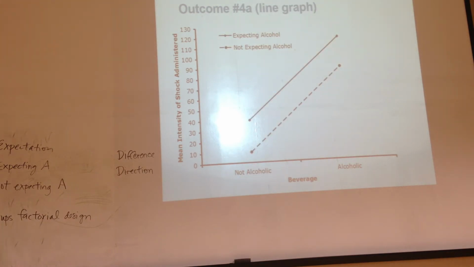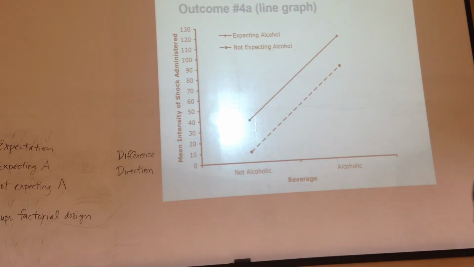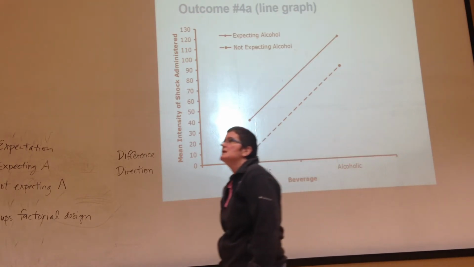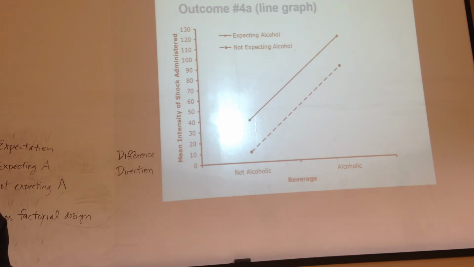All right, back to line graph. Interaction? No. What do I need to know for an interaction? Are they moving towards each other, touching or crossing? Are these moving towards each other, touching or crossing? No. So, do I have an interaction? Even a possible one? No. Because they are not moving towards each other, touching or crossing. No.